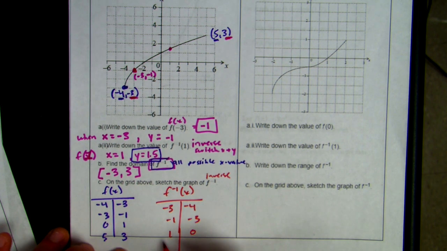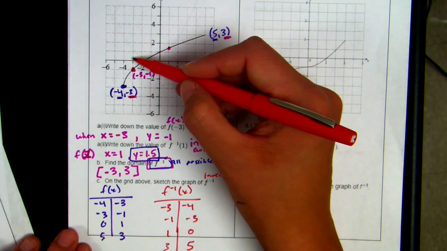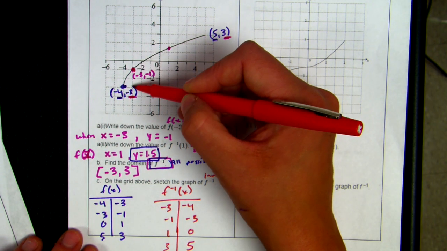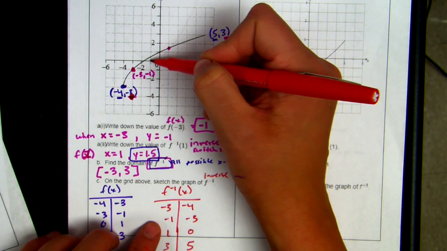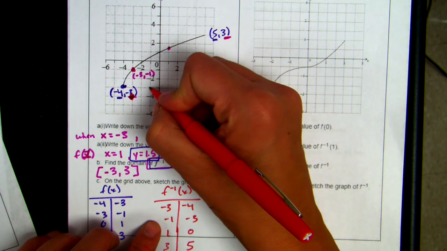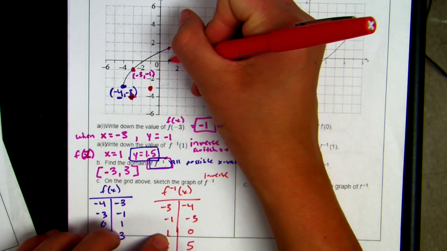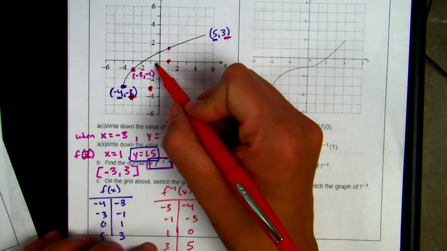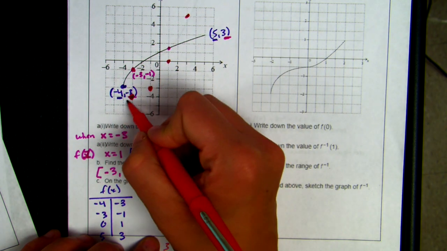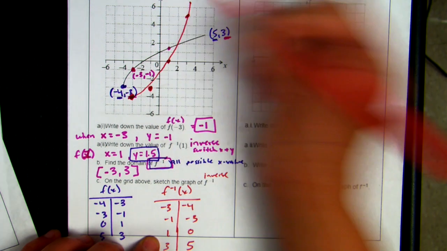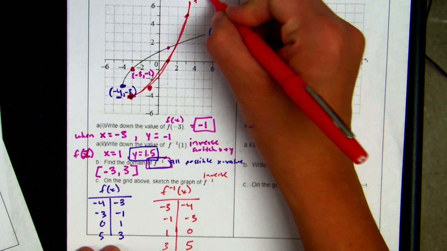So let's plot that. I'm now going to plot the point -3, -4. Then I'm going to plot the point -1, -3. The point 1, 0, so over 1, up 0. And then the point +3, +5. So that function ends up looking something like this, and that is my inverse function.